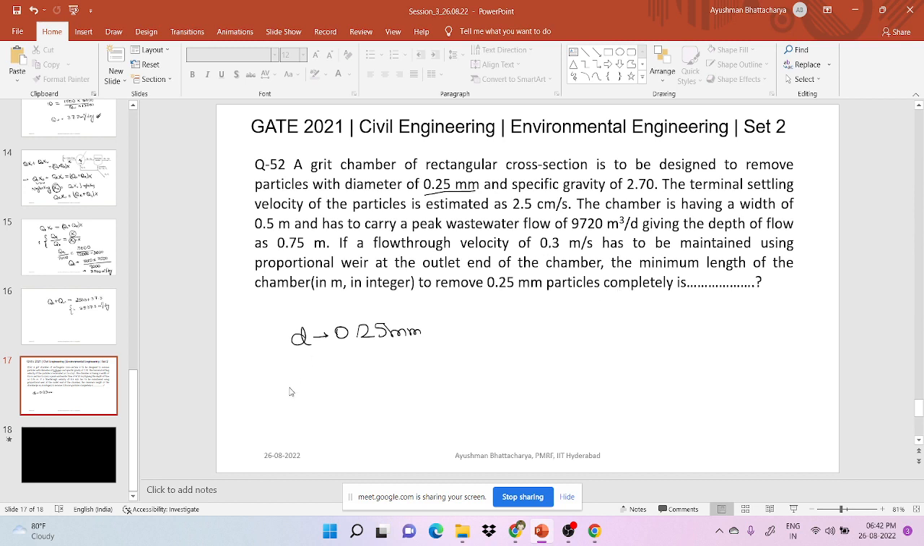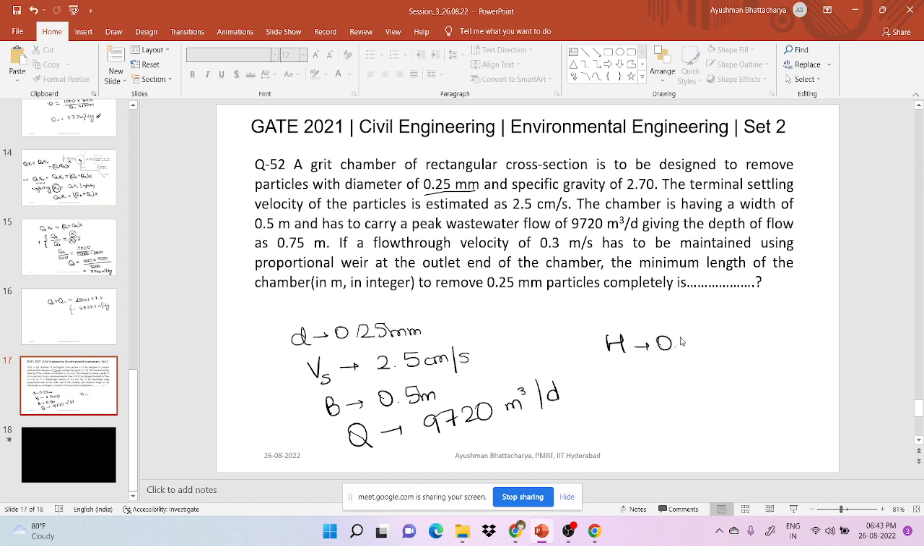So what is the data they have given? They have given the diameter of the particle, and the terminal settling velocity, Vs is equal to 2.5 centimeter per second. The chamber is having a width B of 0.5 meter, and has to carry a peak wastewater flow Q of 9720 meter cube per day. Depth of the flow H is 0.75, and flow through velocity Vf they have given as 0.3 meter per second.